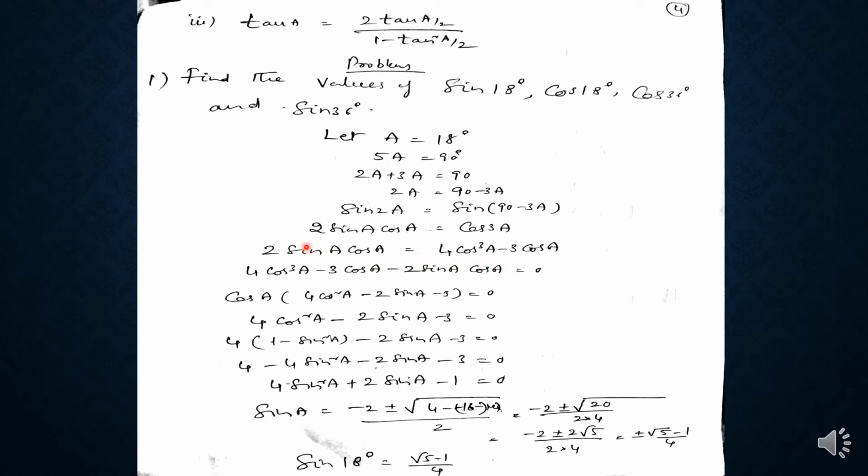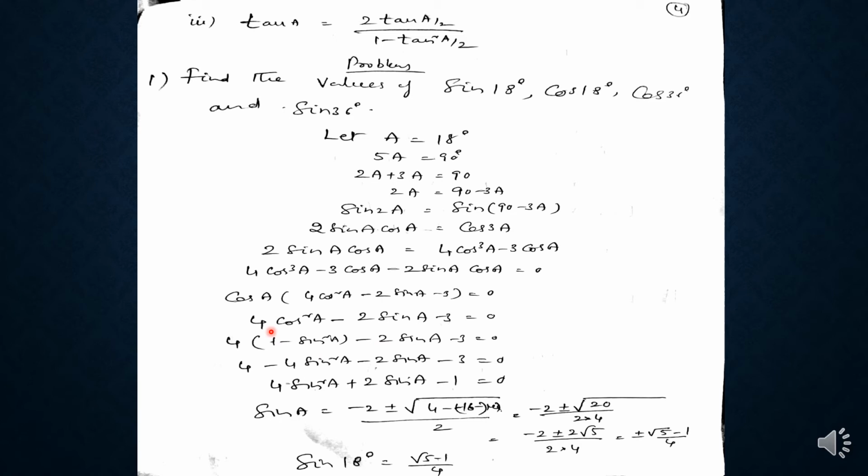So here we used the sin 2a formula and the cos 3a formula. So by taking cos a, here we have 4 cos cube a minus 3 cos a minus 2 sin a cos a is equal to 0. By taking cos a as common, cos a into 4 cos square a minus 2 sin a minus 3 is equal to 0. Here cos a is not equal to 0 because the cos 18 degrees value is not equal to 0. So 4 cos square a minus 2 sin a minus 3 is equal to 0.